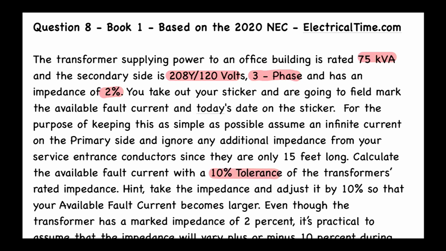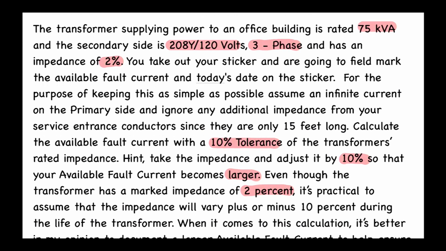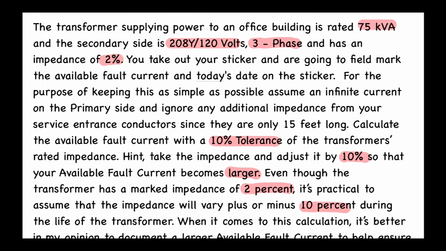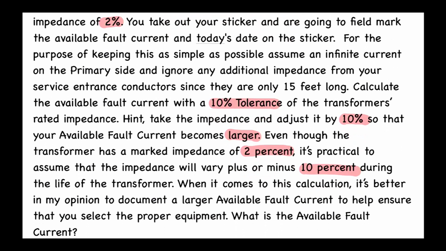Hint, take the impedance and adjust it by 10% so that your available fault current becomes larger. Even though the transformer has a marked impedance of 2%, it's practical to assume that the impedance will vary plus or minus 10% during the life of the transformer. When it comes to this calculation, it's better, in my opinion, to document a larger available fault current to help ensure that you select the proper equipment.